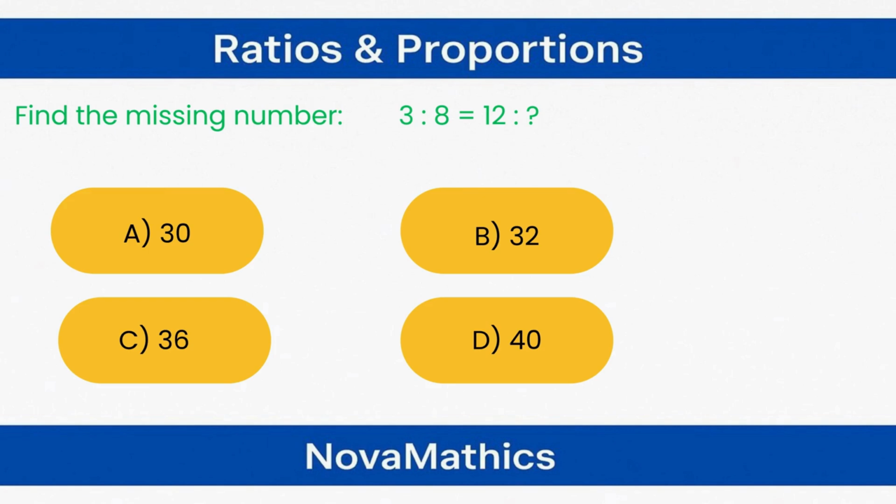Find the missing number. 3 to 8 equals 12 to what? Is it A, 30, B, 32, C, 36, or D, 40?